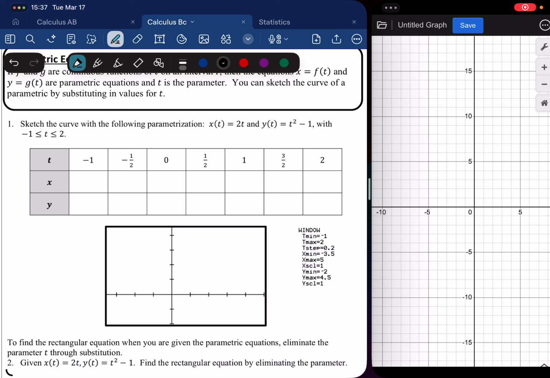So for example, -1 plugged into 2t would be 2 times -1, which is -2. And then -1 plugged into y of t means I have -1 squared, which is +1. +1 minus 1 is 0. Okay, and we would do that for each of these values. If you want, you can pause and try to find those values yourself, or I'm just going to start filling them in.